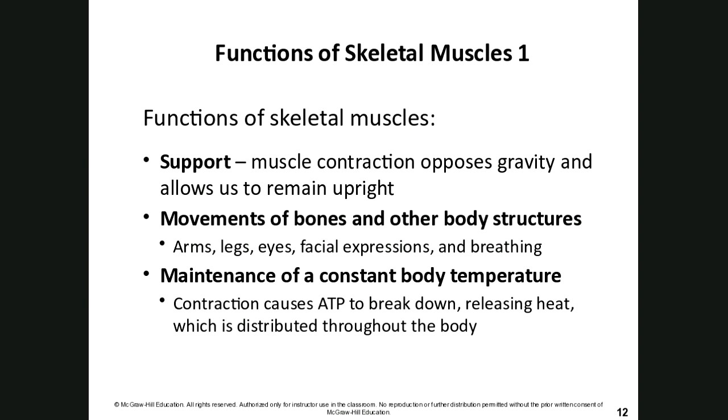Muscles also have the important job of maintenance of a constant body temperature. Contraction causes ATP, or that cellular energy, to break down, and that breakdown of ATP to ADP releases a tremendous amount of energy, and it also releases a tremendous amount of heat, and that heat is then distributed throughout the body. So it helps to maintain that 98.6-degree body temperature. Now, skeletal muscles aren't the only organ system or the only structures that help to do this in your body, but that is one of their jobs, to be a contributing factor in that process.